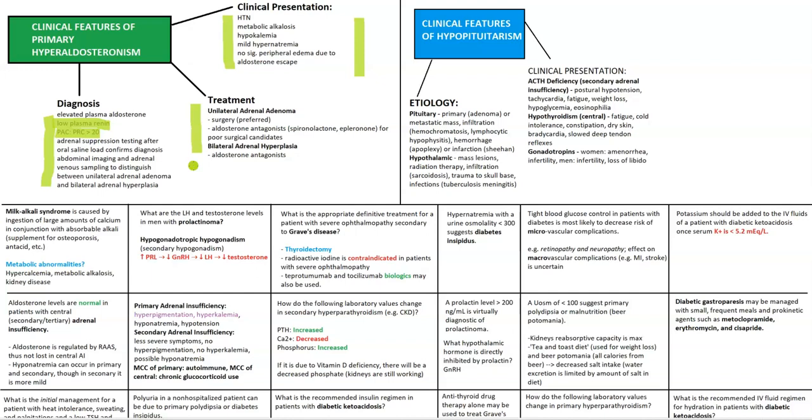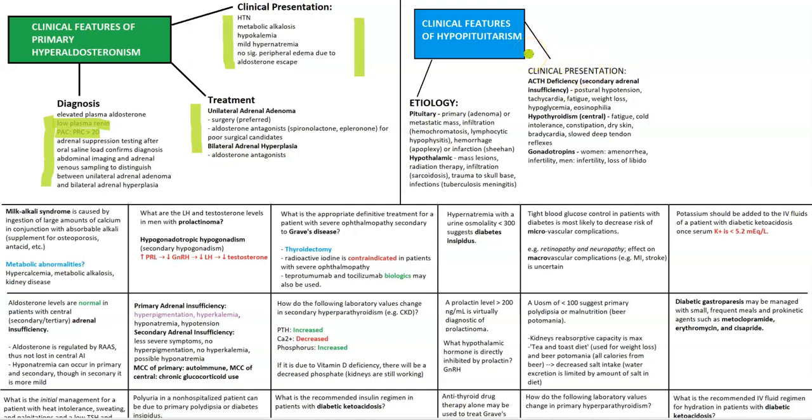And then for bilateral adrenal hyperplasia, the main treatment option is going to be aldosterone antagonists. So keep that in mind. It makes sense because you can't do surgery if they're both enlarged, since you can't take away both adrenal glands. So that's how you can remember that you give aldosterone antagonists for bilateral adrenal hyperplasia.